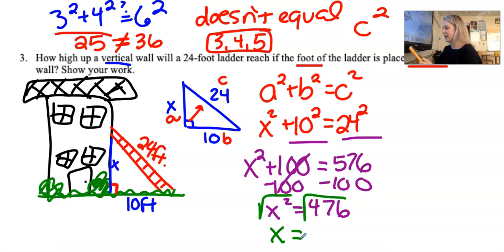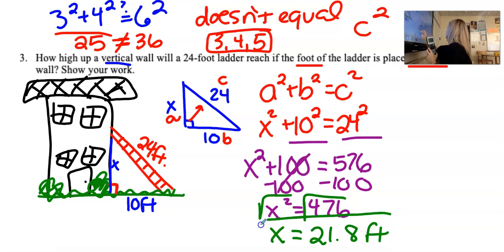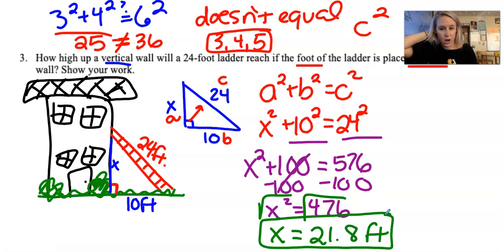We're going to round to the nearest tenth, so the nearest one decimal, so 21.8 feet. Those are my units. Okay, so that's one way how to solve this problem. So I know that that ladder went up 21.8 units.